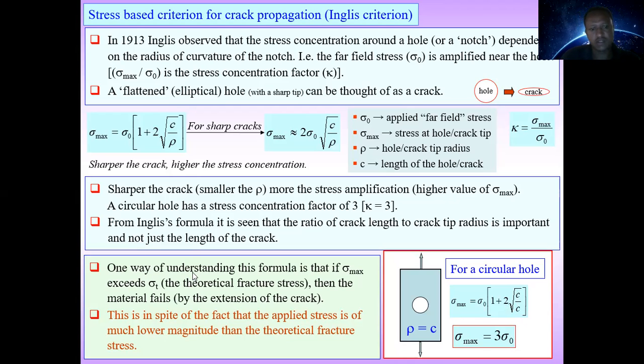One way of understanding this formula is if sigma max exceeds sigma t, the theoretical fracture stress, then the material fails by extension of the crack. This explains the fact that the applied stress is of much lower magnitude than the theoretical fracture stress. Yeah, so this is for a circular hole.